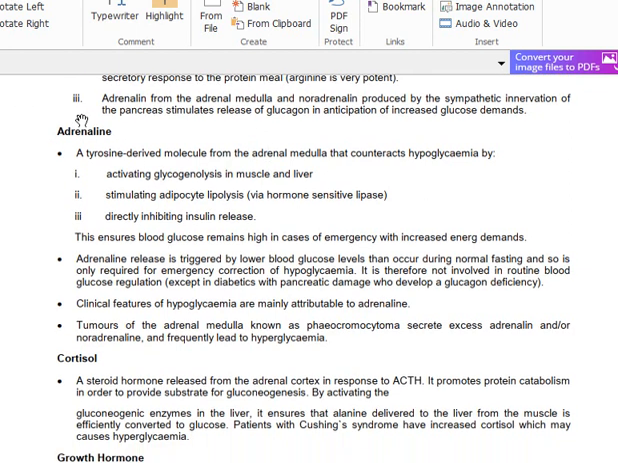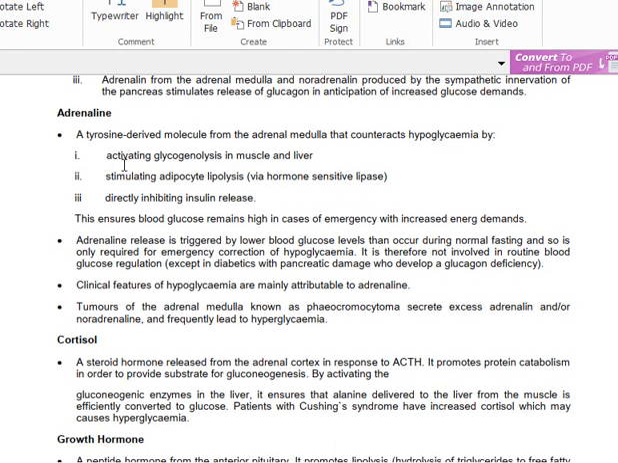The next hormone that we are going to speak about in order to increase glucose level is adrenaline. The first thing is that adrenaline, which changes glucose metabolism, is tyrosine derived. Tyrosine is an amino acid, and adrenaline is derived from the adrenal medulla and counteracts hypoglycemia. So what are the methods by which adrenaline counteracts hypoglycemia?